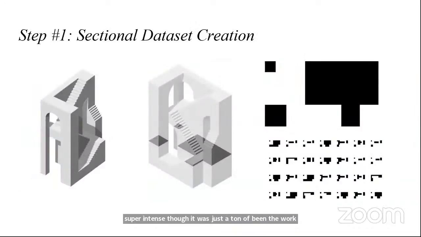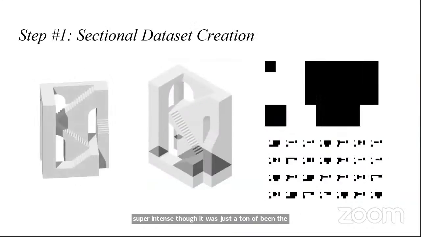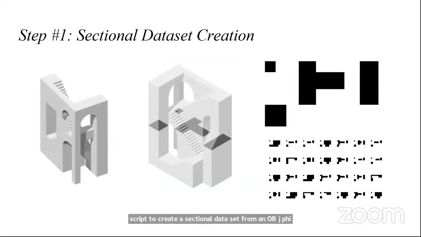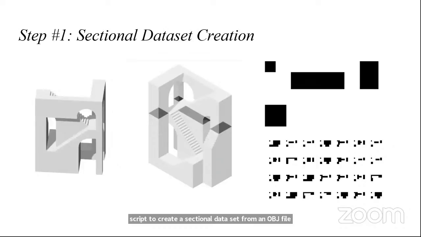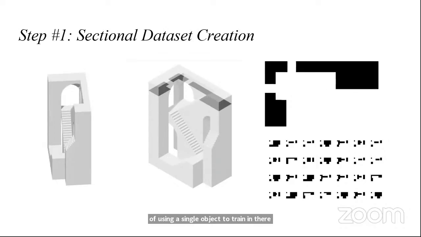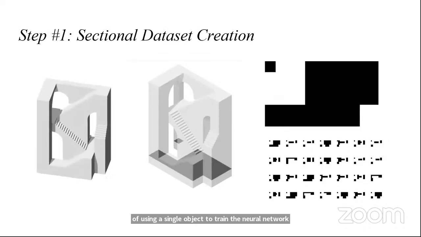The workshop began in Rhino and Grasshopper, coding a script to create a sectional data set from an OBJ file of the participants' choosing. The intention of using a single object to train a neural network was to show the clear comparison between inputs and outputs of the neural net.